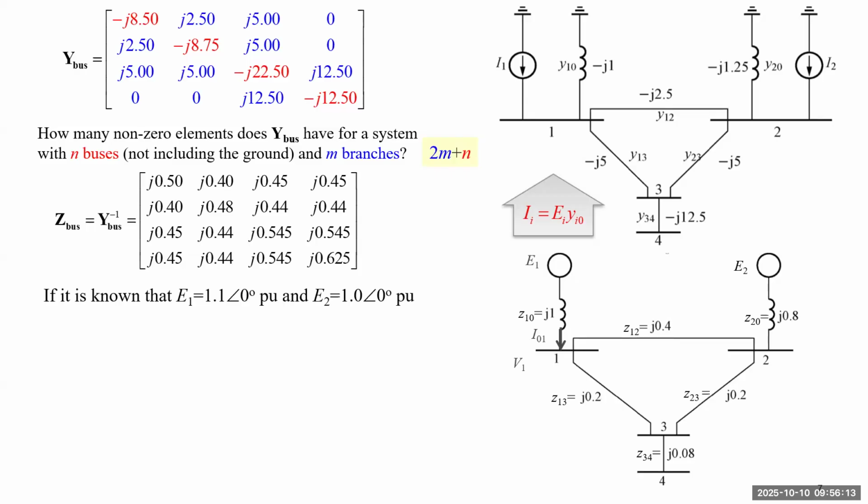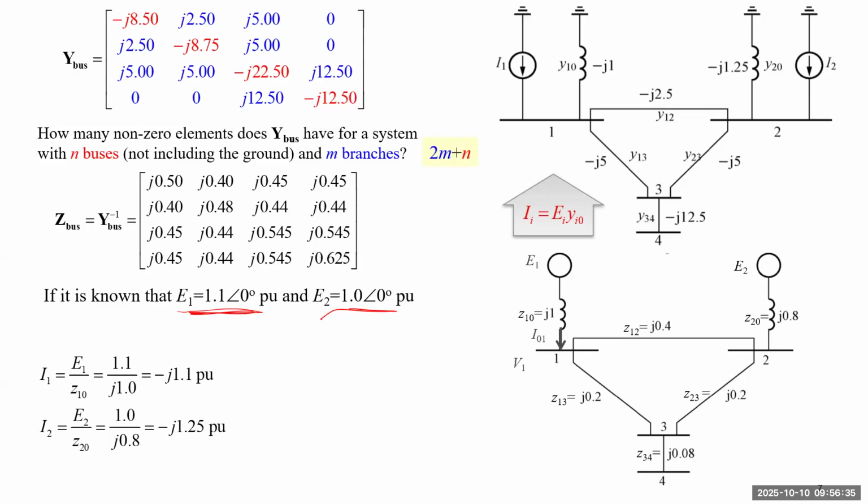So now let's try to solve the power flow for this system. Let's give the voltage for each source. Let's assume that the first source has voltage 1.1, and the angle is 0. The second is 1.0 with 0 angle. First, we need to convert each voltage source to a current source. The first one will inject a constant current of negative 1.1 J, and the second is negative 1.25 J.